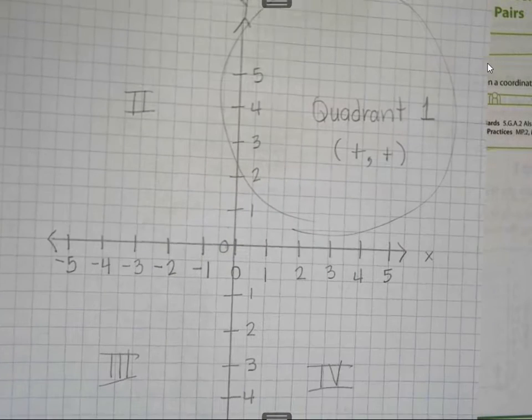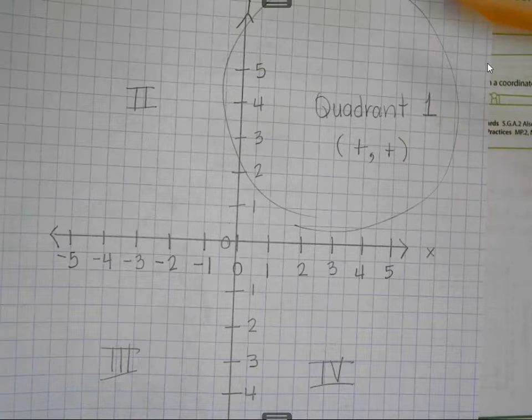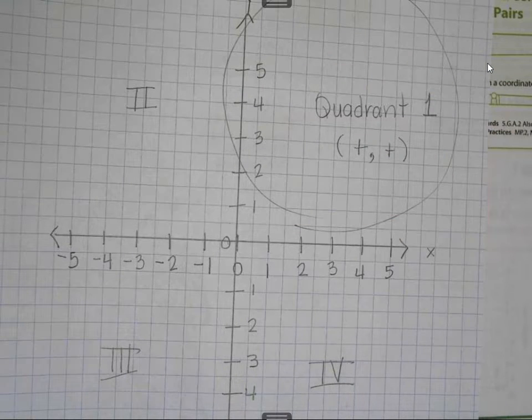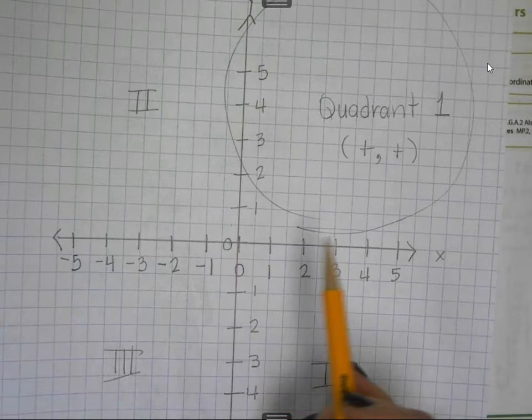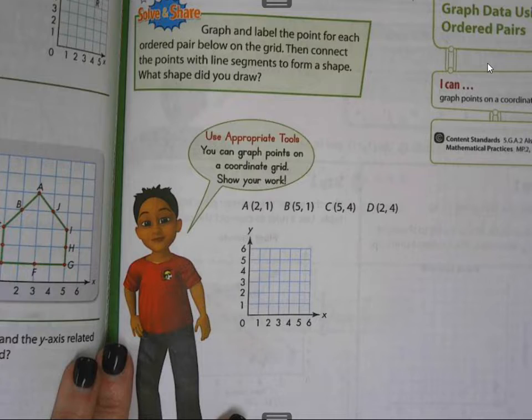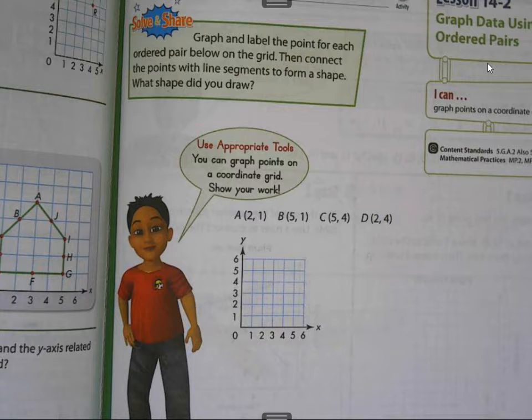And we talked about how we are working in quadrant 1, which is where the positive numbers are in the coordinate grid. So the origin is at 0, 0. And when we focus in on just quadrant 1, this is what it looks like when we draw it without quadrants 2, 3, and 4. All right, so yesterday we worked on naming points and locating points on the coordinate grid. Today we're going to graph them ourselves.